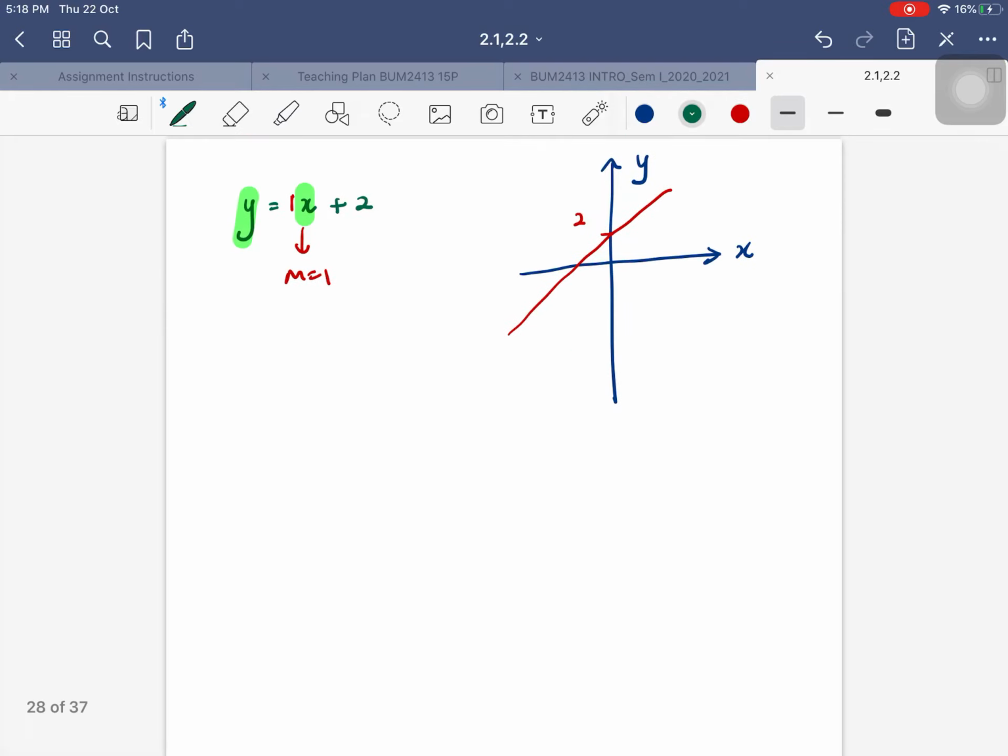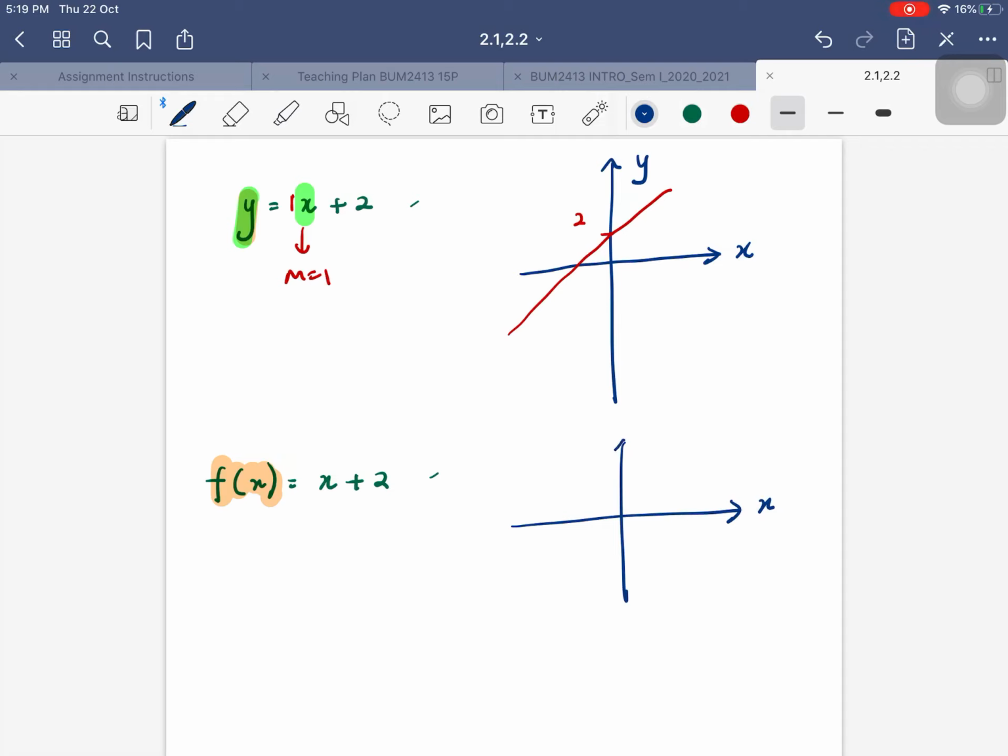Now I'm going to change the graph slightly. Instead of using y, I'm going to be using f(x). So f(x) is equal to x plus 2. If you notice, these two are exactly the same thing. The only difference is that for this one I'm using y and for this one I'm using f of x. So what changes when I change y to f of x? Actually, nothing changes except for the axis.